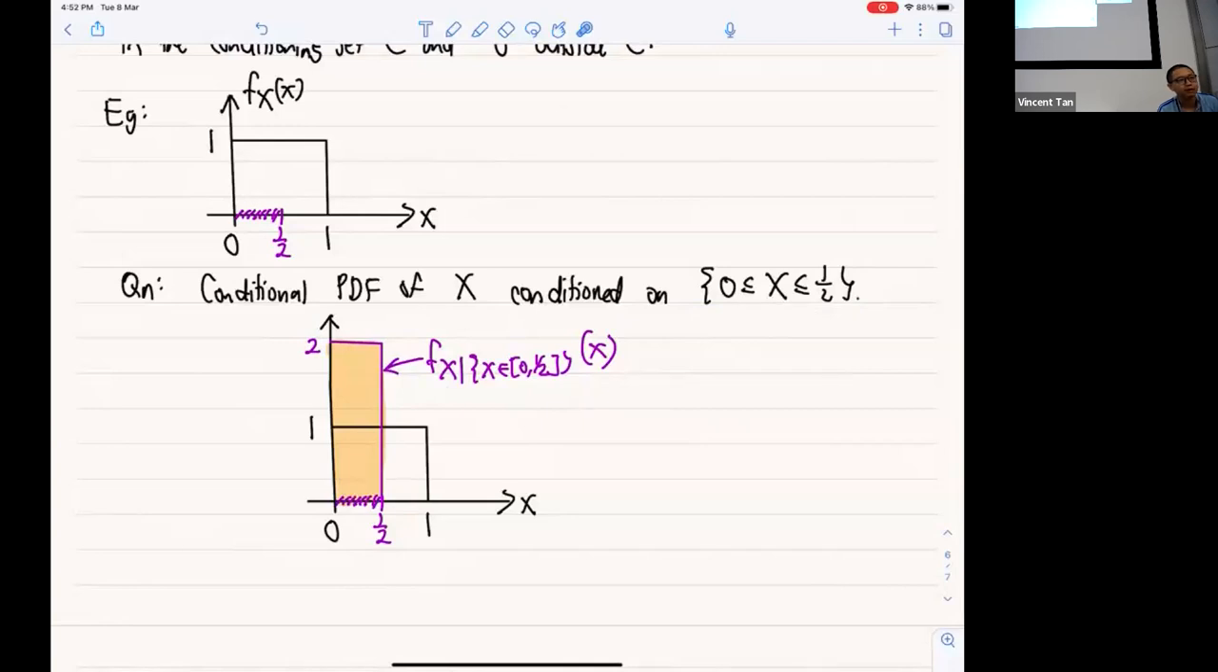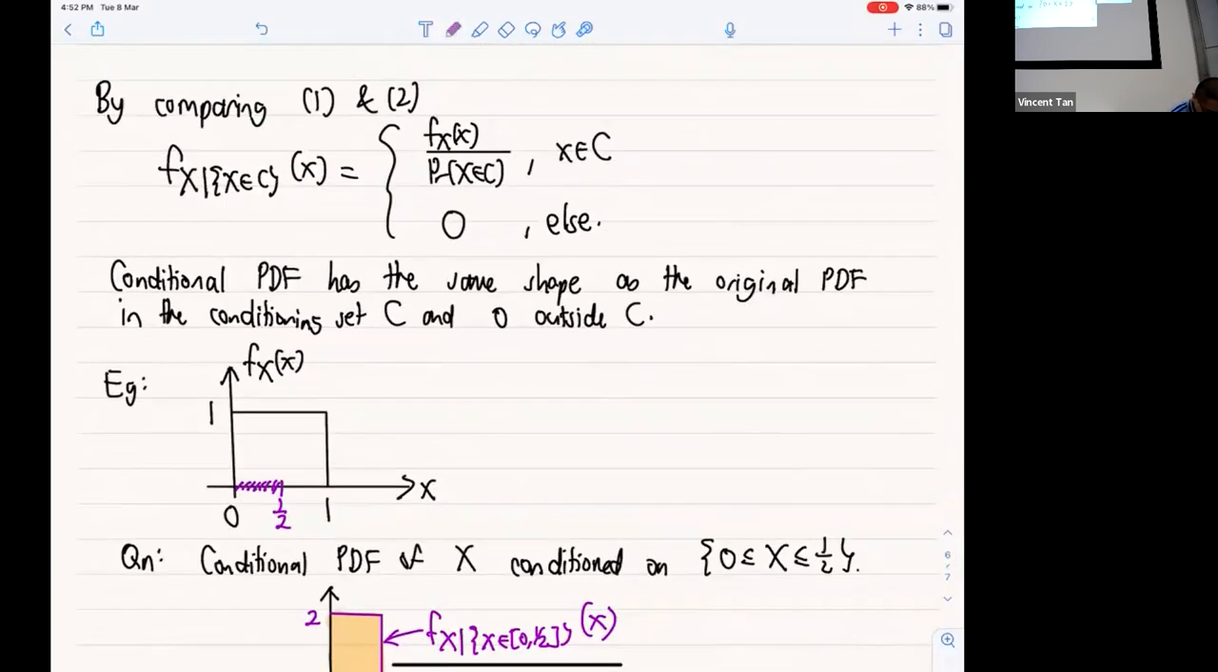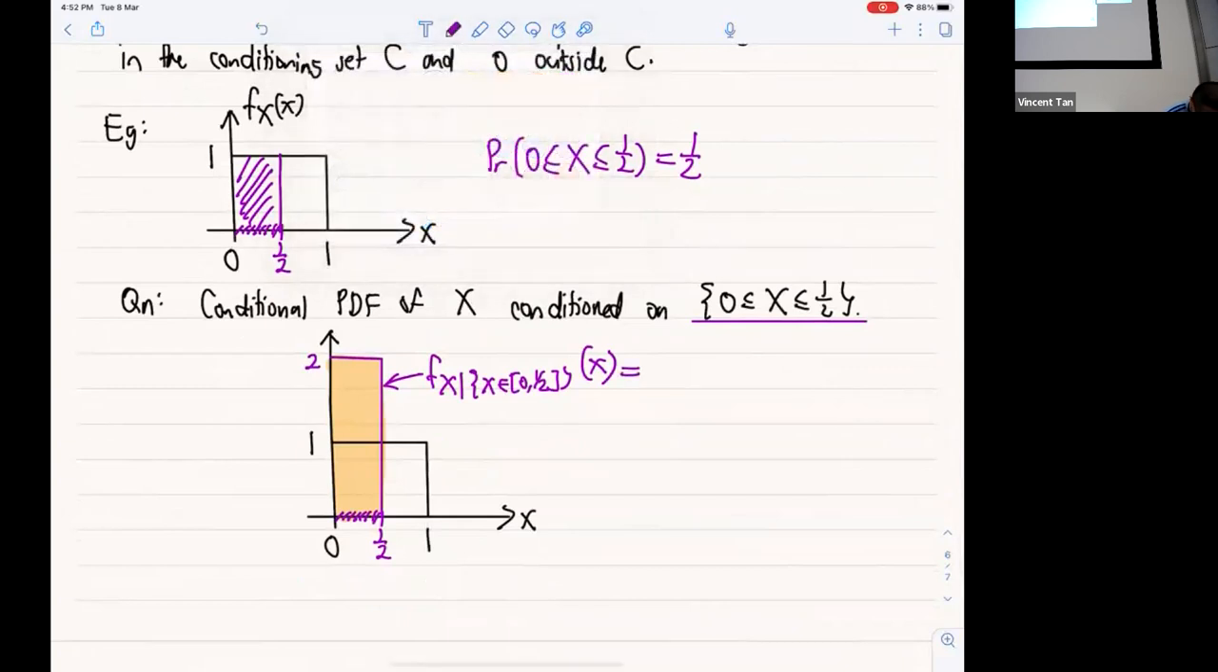So it needs to be scaled. And this actually respects this formula here. Because what did David tell me? David told me this event here. What is the probability of this event? The probability that X is between 0 and half is exactly equal to half, the area here. The area here is half, right? So now, if I'm interested in this particular density, I will take the original density f_X of x divided by the probability that x is between 0 and half, only when x is between 0 and half, and 0 otherwise.